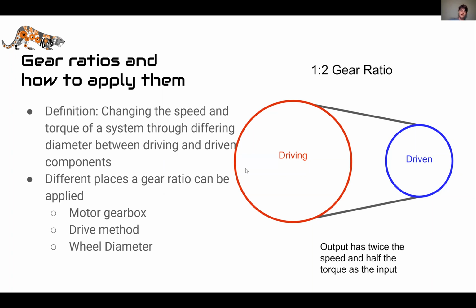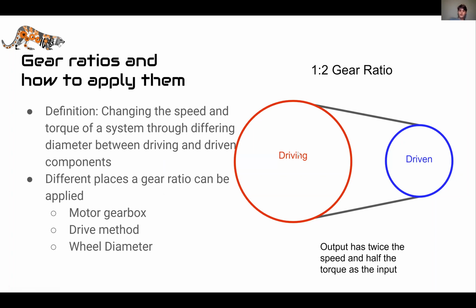So the definition of it is changing the speed and torque of a system through differing diameters between driving and driven components. For example, driving component may be your motor and your driven component may be your wheel. Some ways that you can change your gear ratio is motor gearbox, the drive method, which we're going to talk about in a little bit, or even the diameter of your wheels if they touch the ground, which is one that gets overlooked a lot by people when they're making drivetrains or other mechanisms.